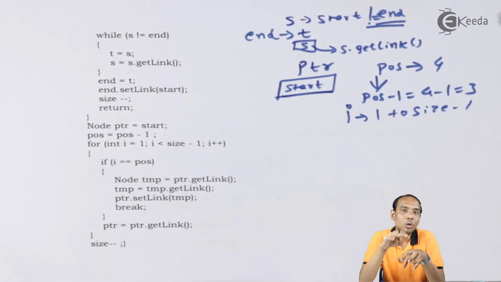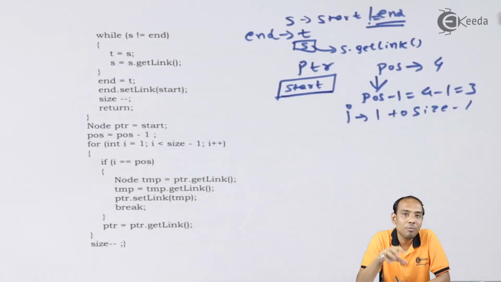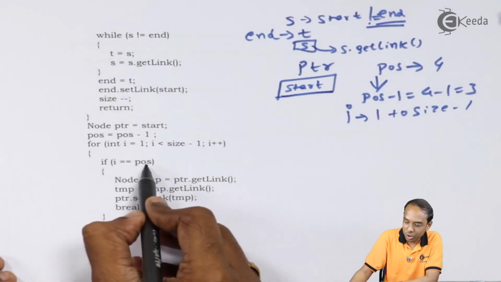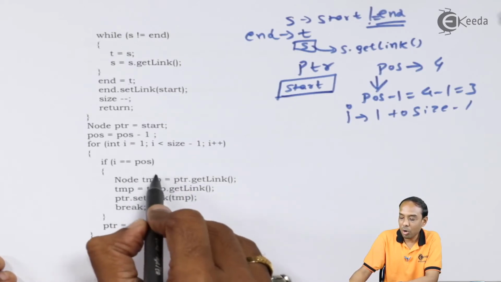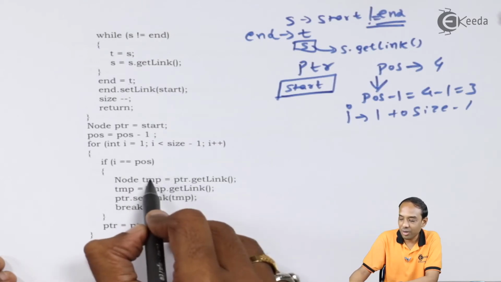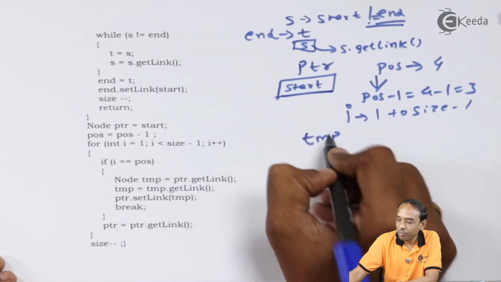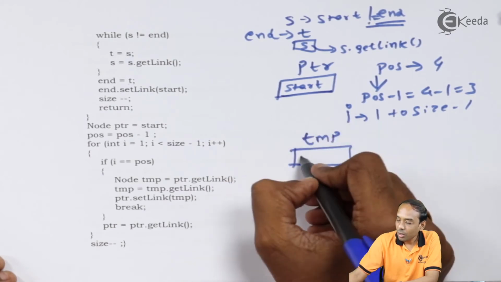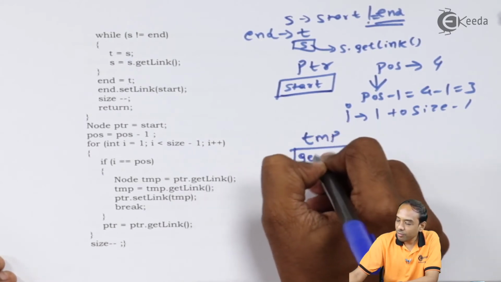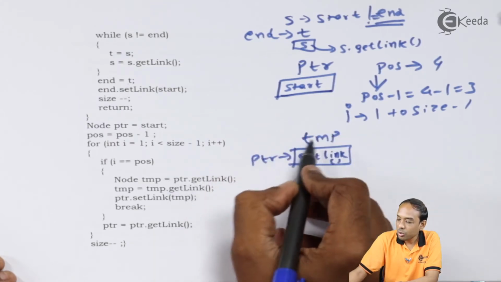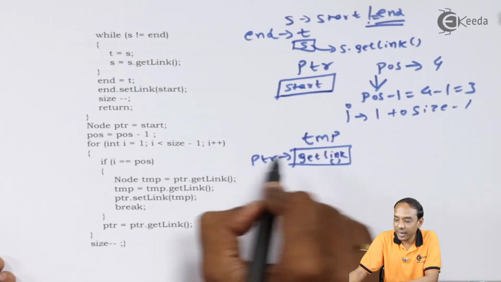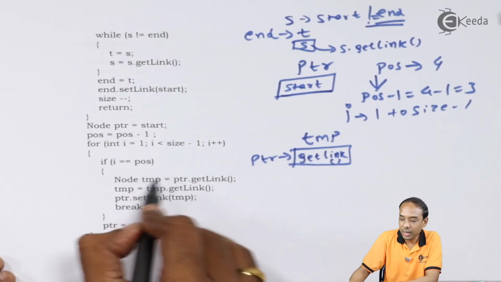Once I get that position, I am going to check it with my i value. Both are pointed to the same one. It means this is the particular node which the user wants to delete. So I am writing if i equal to position. Again I am using the same concept. I am writing a new variable called TMP. This acts as a reference variable. TMP will be getting the value from PTR, using the get link function of PTR. So temp will be having PTR dot get link. Once I get this, that will be stored in TMP.